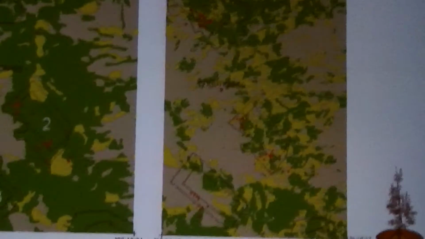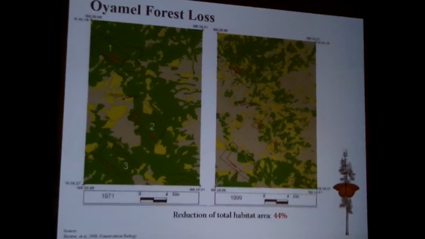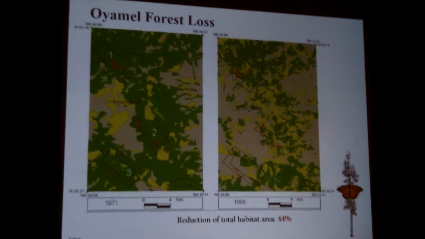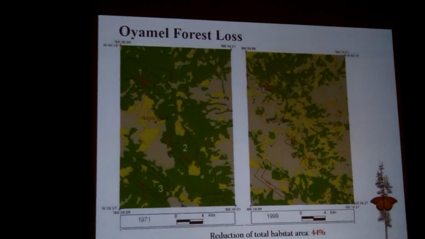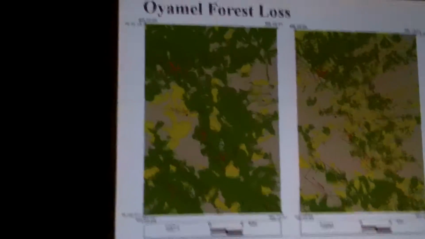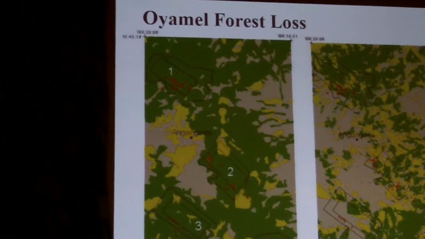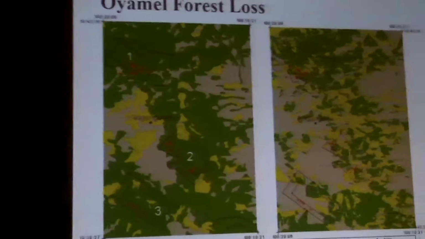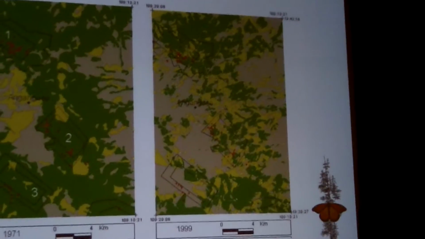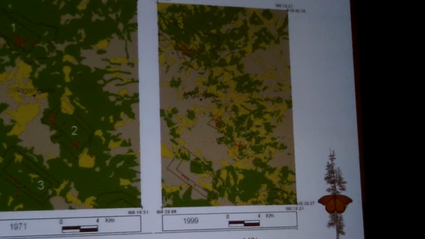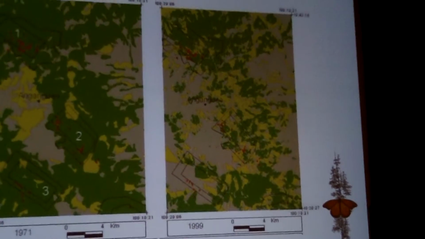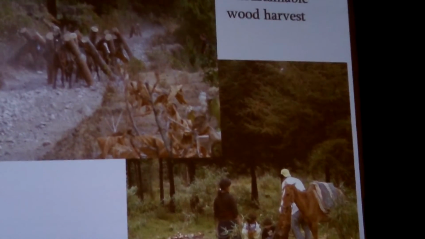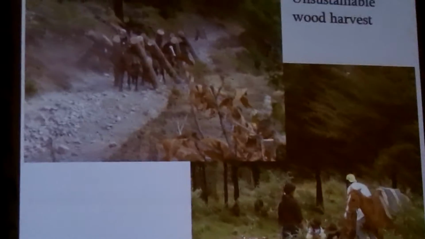Shared with human populations. So as we can see, from 1971 to 1999, there was a reduction of the total habitat area for the monarch butterfly of 44%. And unfortunately, I don't have numbers until then, but we know that there is a high deforestation rate still happening. So what's happening in the area is that there is an unsustainable wood harvest.